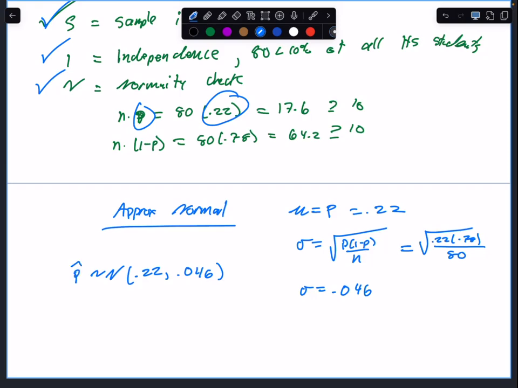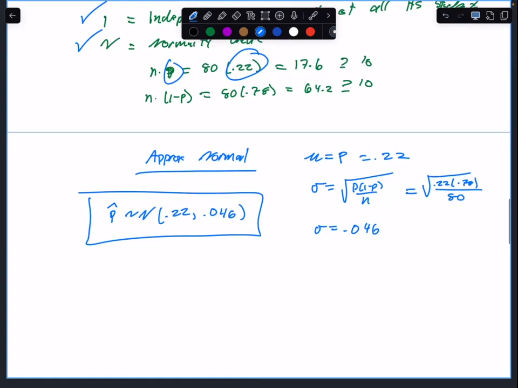P hat is approximately normal, follows a normal distribution, with mean 0.22 and standard deviation 0.046. That's describing it. And now we go back to the Unit 8 questions. The next questions are now Unit 8 questions. I'm going to do just one question and then I'm going to call it a class.